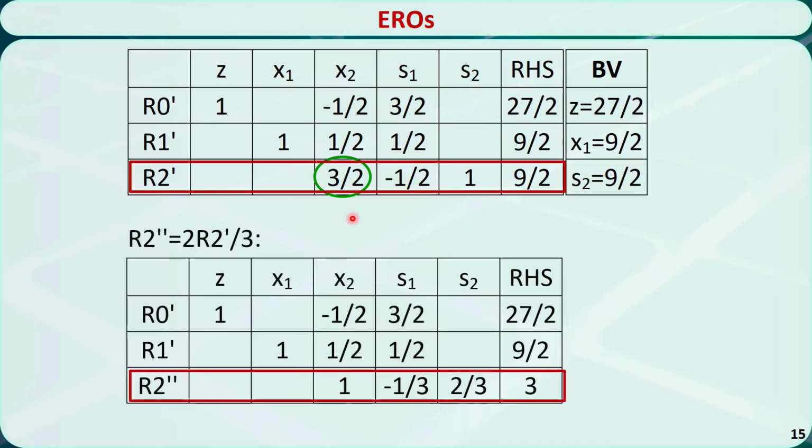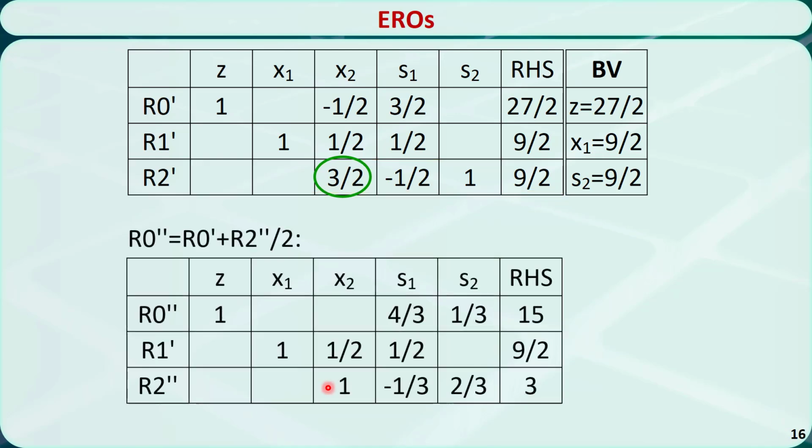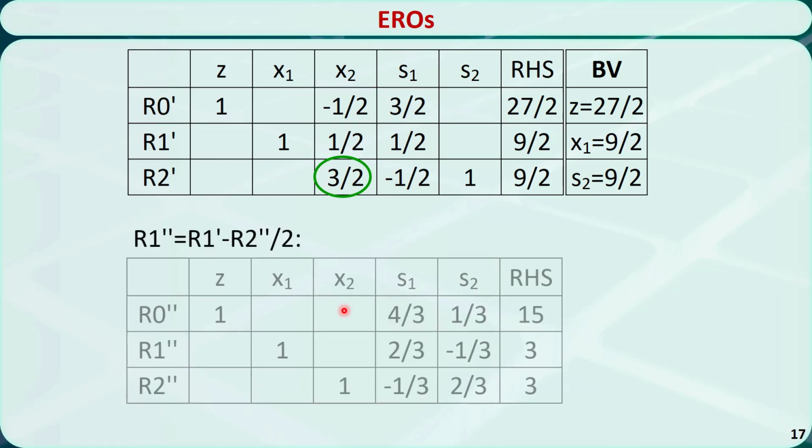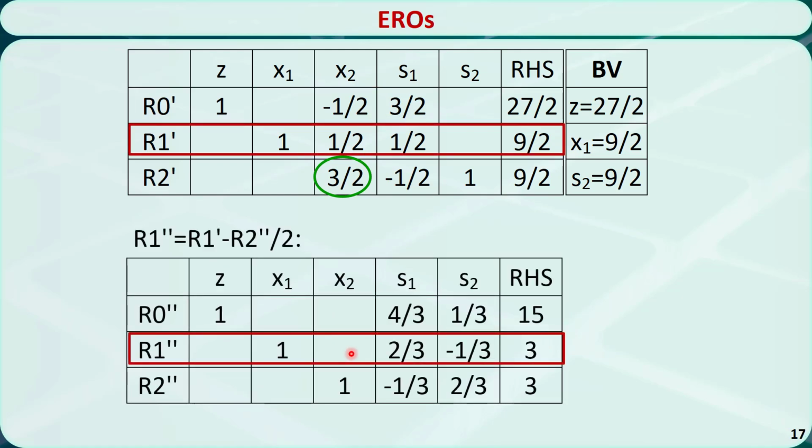We replace row 2 prime by 2/3 of row 2 prime. Now add a half of row 2 double prime to row 0 prime. Subtract a half of row 2 double prime from row 1 prime. Finally, this is the updated tableau.